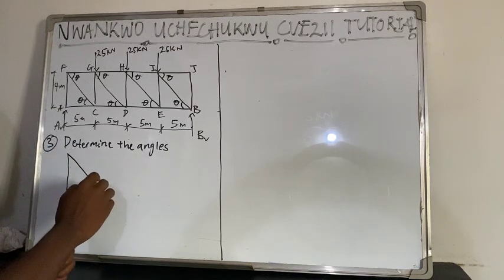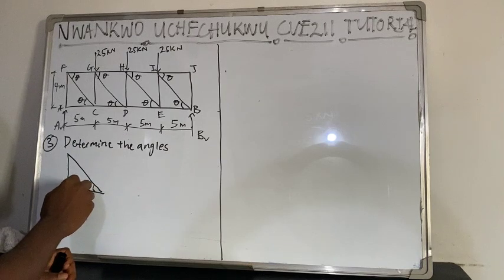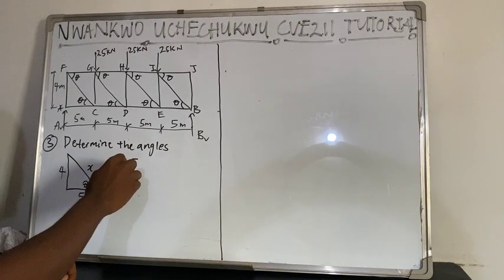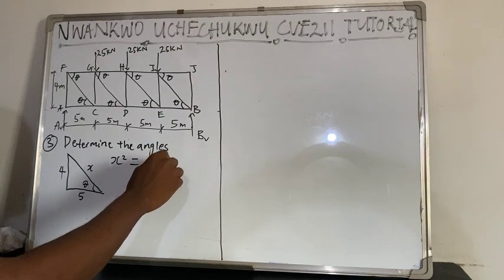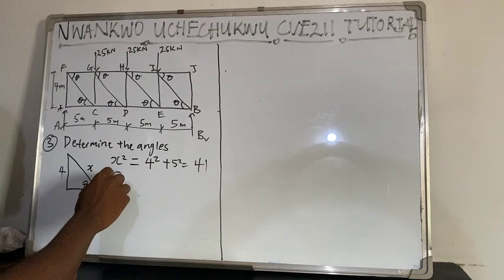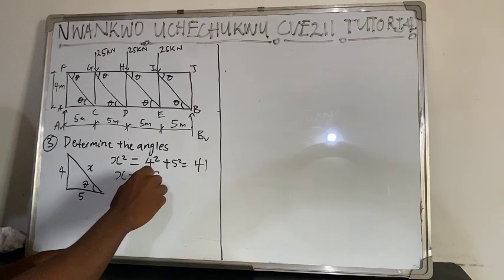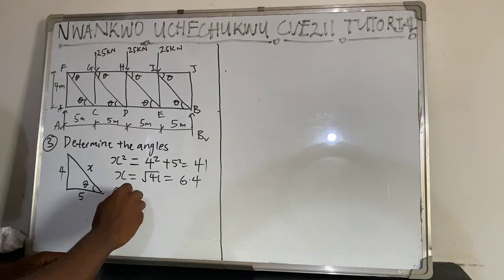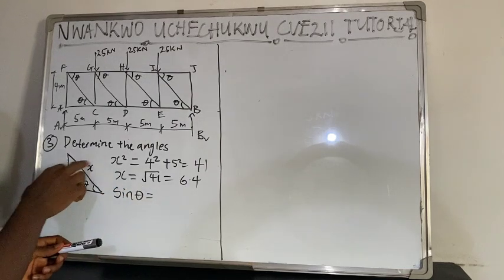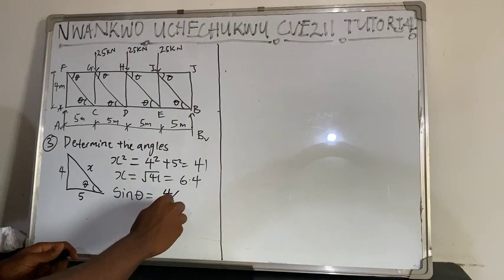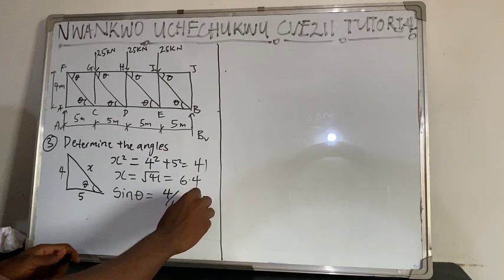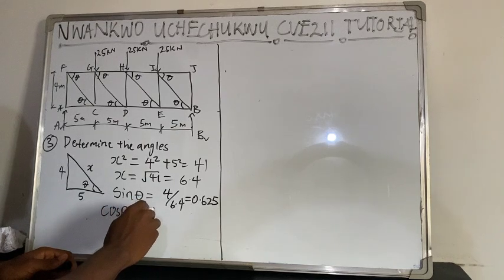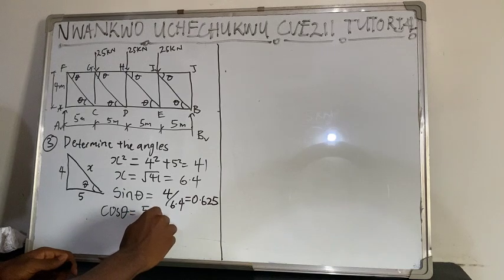I'm taking this very first triangle. I have theta, I have 5, and I have 4 here, and this is x. Using Pythagoras' theorem, x squared is equal to 4 squared plus 5 squared, which gives us 41. That means x is the square root of 41, which is 6.4. So sine theta is opposite over hypotenuse, which is 4 over 6.4, giving us 0.625. And cos theta is adjacent over hypotenuse, which is 5 over 6.4, giving us 0.78125.